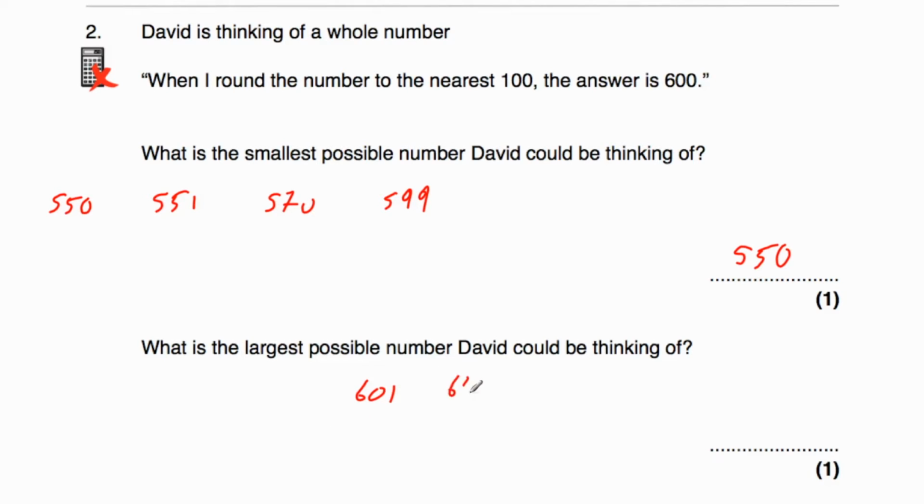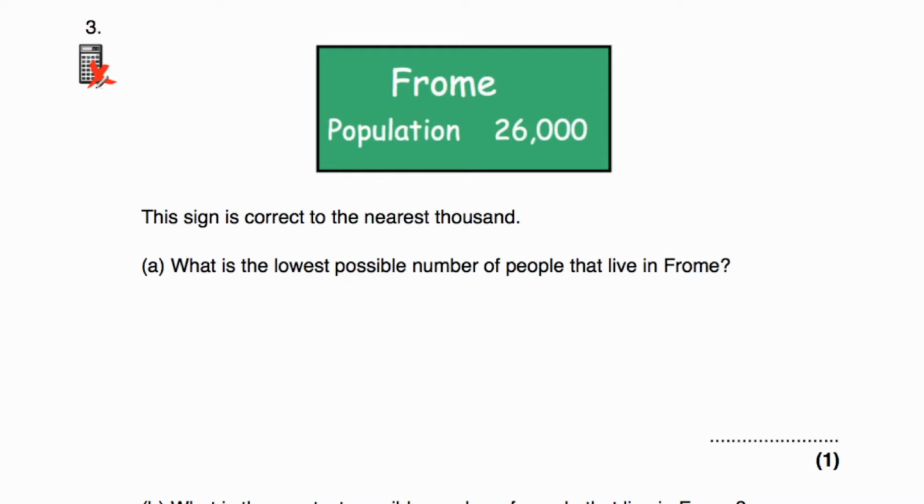It could be 640. When we round that to the nearest 100, our answer would be 600. It could even be 649, because if we're asked to round 649 to the nearest 100, our answer would be 600. But it couldn't be 650, because that would round up to 700. So the largest possible number, because it's a whole number that David could be thinking of, would be 649. And that's it. Okay, let's have a look at question number three.